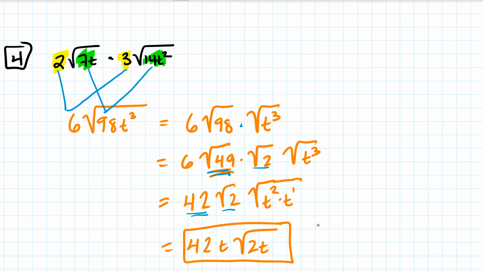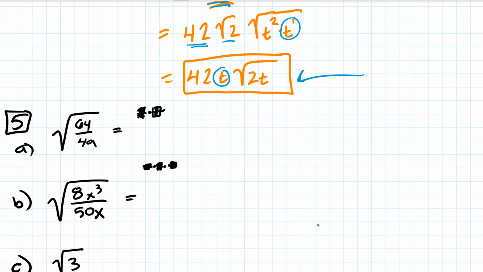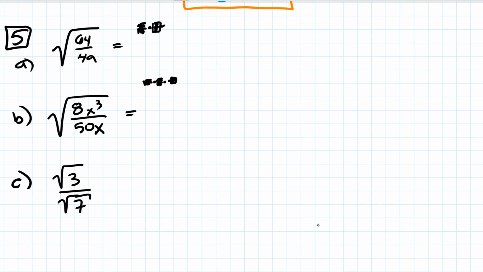Now I do the same trick, right? If I have the square root of t squared, I can have a t pop out. I cannot release this t because the index is larger than the exponent. Thus, the final answer when I'm done is 42t times the square root of 2t. Again, a challenging problem, and these are going to take a little bit of work, but you'll get it eventually, okay? Okay, last little box here.